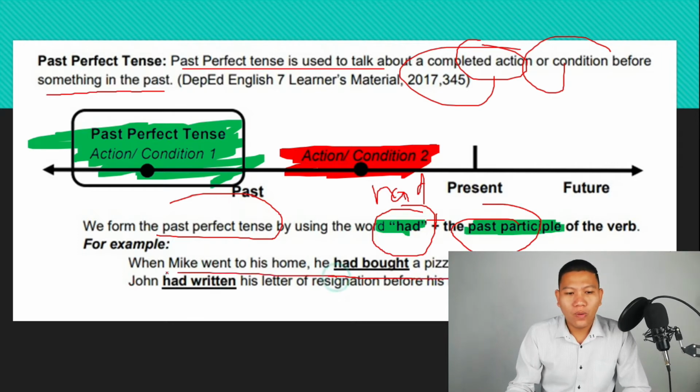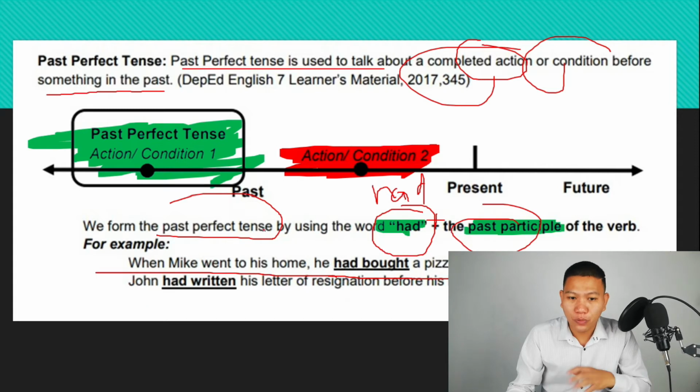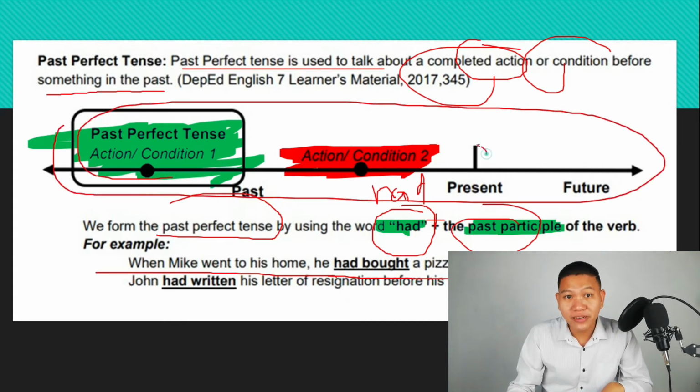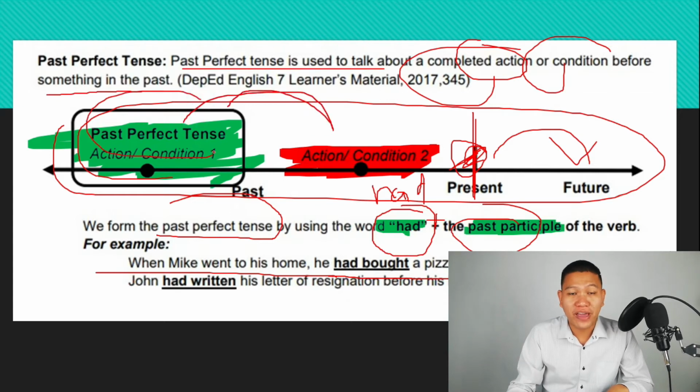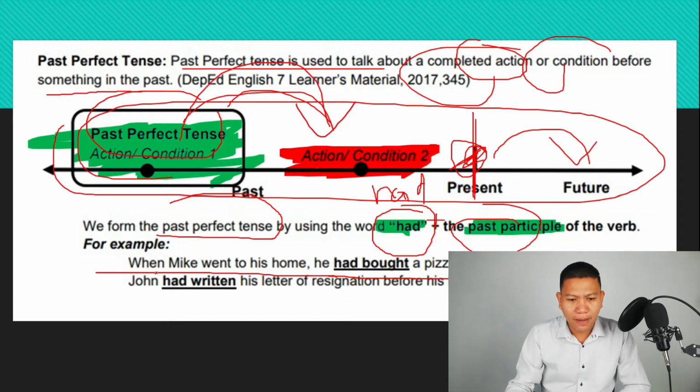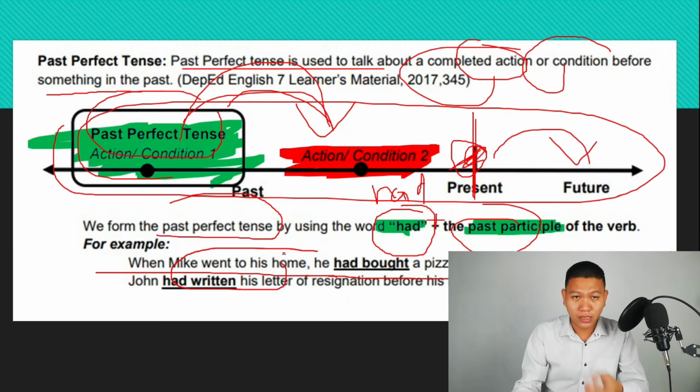Take note, what are the two past actions? By the way, we have here the timeline. So we are here at the present, something will happen in the future, and then before the present, there were two past actions. And it was the past perfect which was completed first before the other past action. Remember that. So in this given example, there are two past actions. One is Mike went to his home. So it happened already. Mike is already at home.